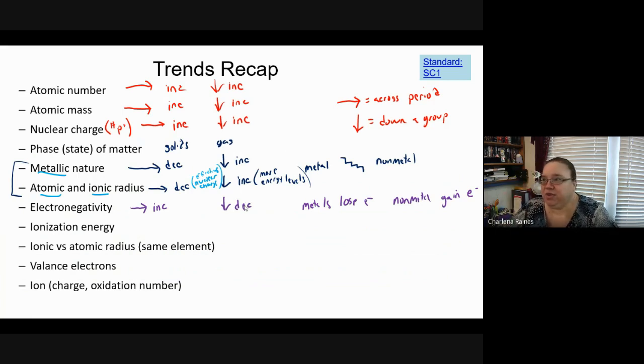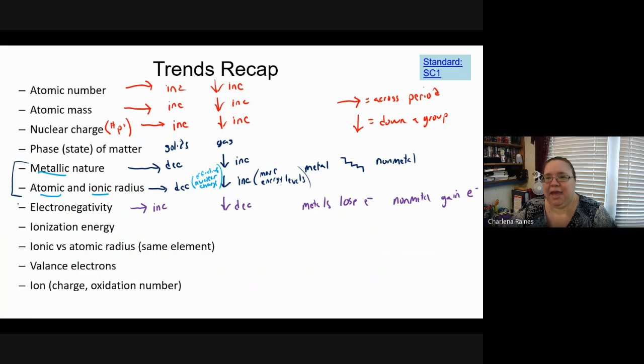Now, I do want to note with electronegativity that most of the noble gases have no attraction to electrons. Therefore, they have no electronegativity value. And that is kind of important to note when you're trying to figure out who the most electronegative element on the table is.